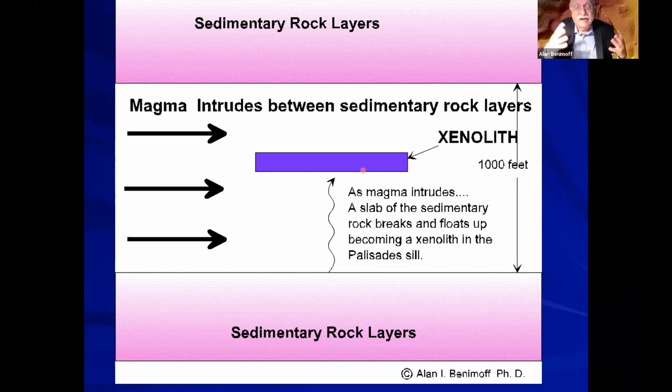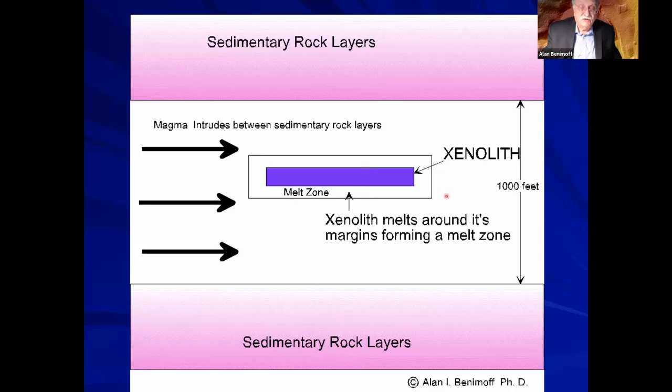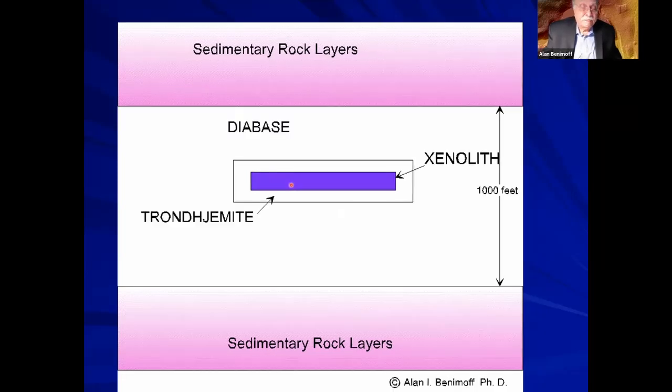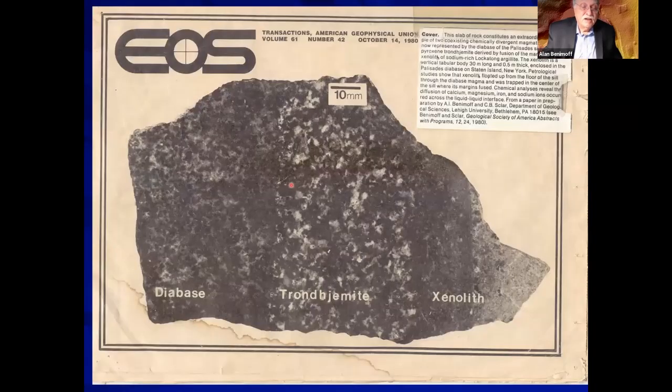Now, we have plenty of these in the Palisade Sill, but what happened here, because of the temperature of the magma and the composition of the sodium-rich foreign rock body, it started to melt around its margins, which you could see over here. And as time went on, the melt zone around this turned into the igneous rock Tragediamite, which you could see over here. And as time went on, we have the three contiguous rocks here, as you could see. We actually got the photo of this on the cover of the AGU-ES here, as you can see.